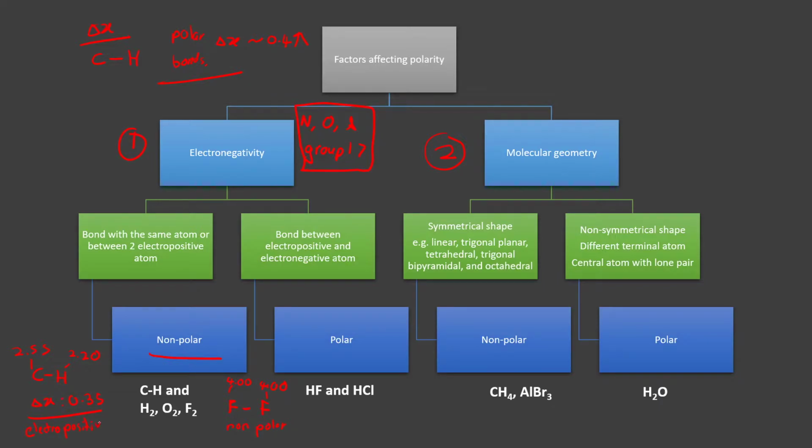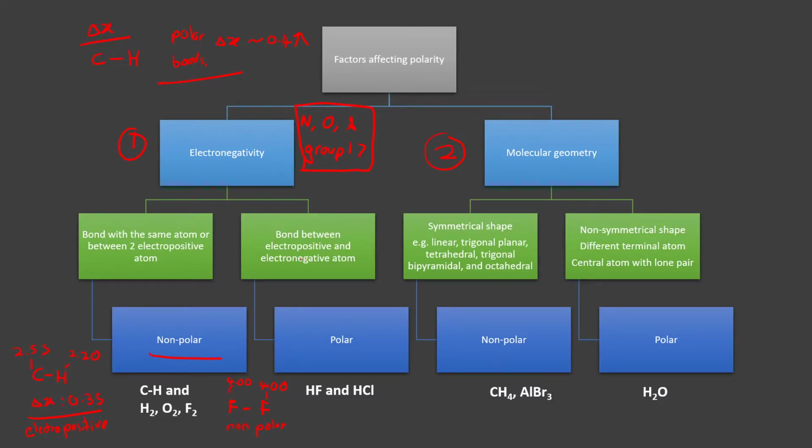Electropositive. So, okay, CH ni is non-polar sebab both the atoms are electropositive. So, plus dia punya electronegativity difference pun tak banyak. Okay.